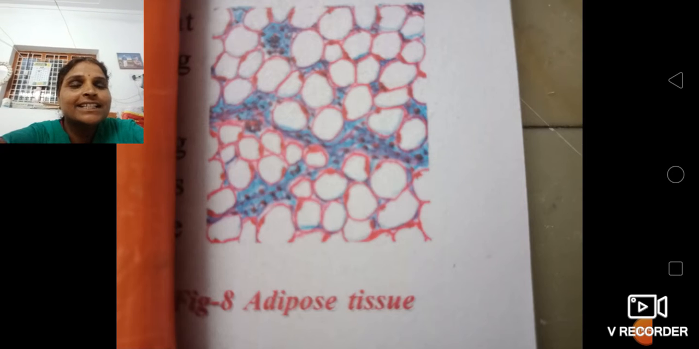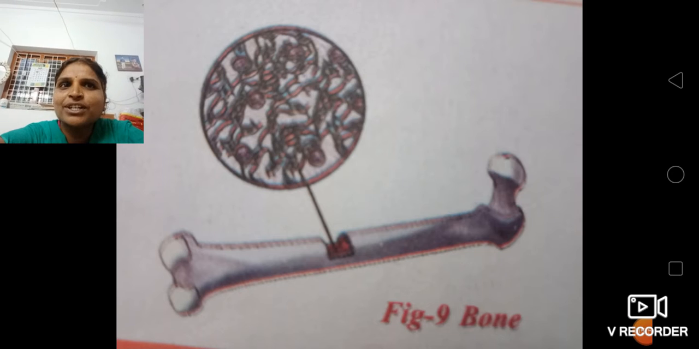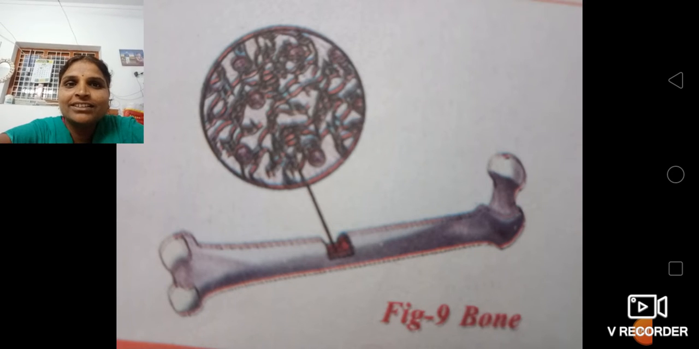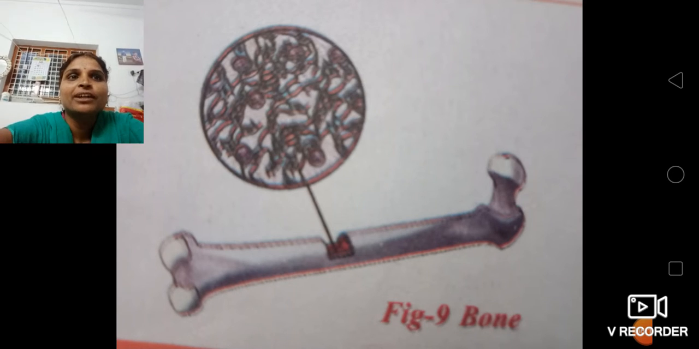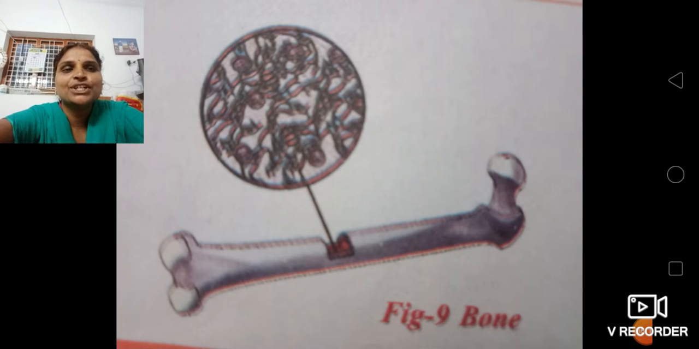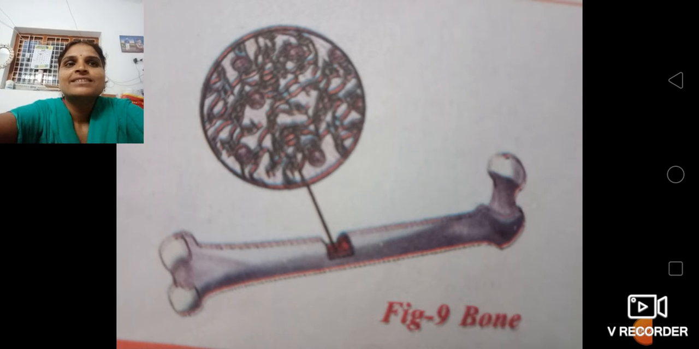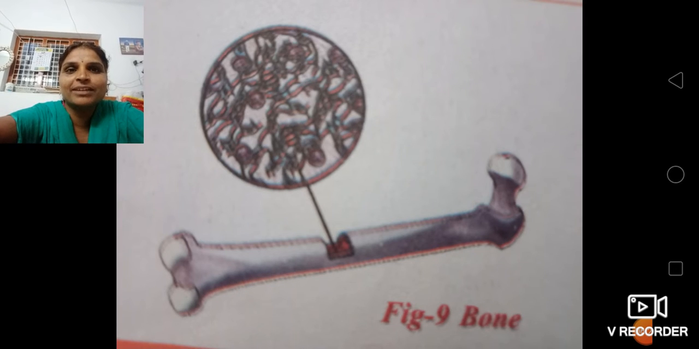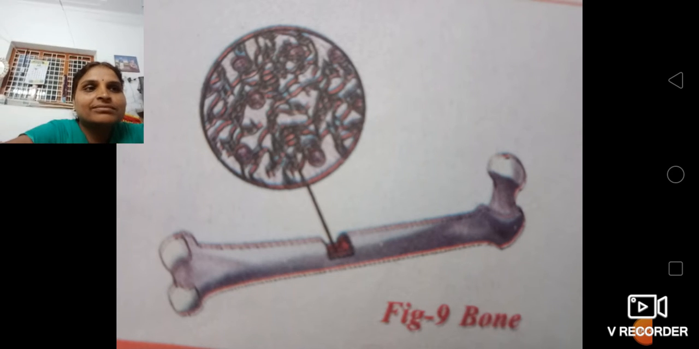Next, another tissue is there. Which tissue gives definite shape to the body of vertebrates? Say anyone? Yes, bone. Bone gives the human body or any animal a definite shape. Bone is another type of connective tissue. It forms the framework that supports the body. It is a major component of the skeletal system of vertebrates. Do you see in the picture? This is the bone.